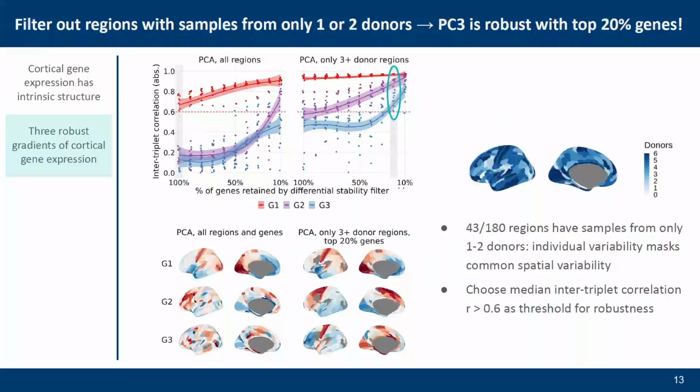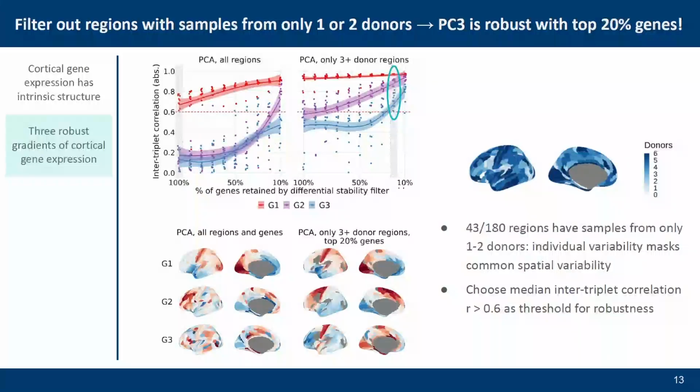Well, another reason the data is very noisy is because not every region has samples from all the 6 donors. 43 of the 180 Glasser parcellation regions only sample from 1 or 2 of the donors. And that means PCA isn't going to be able to distinguish the common spatial variation from what's specific to those donors. So let's just drop those regions. If we filter out those 43 regions, we have a few gaps, but this intertriplet correlation becomes much smoother.